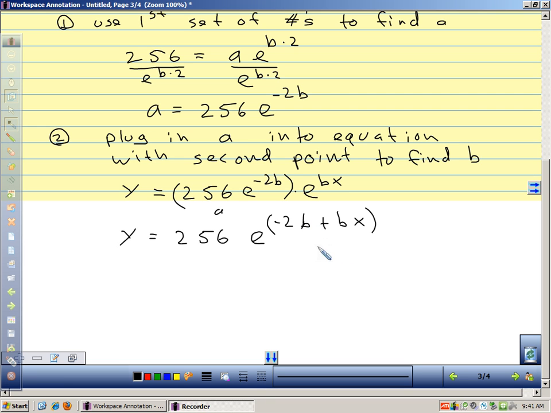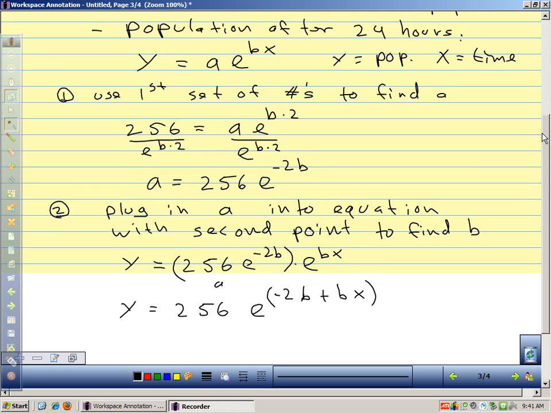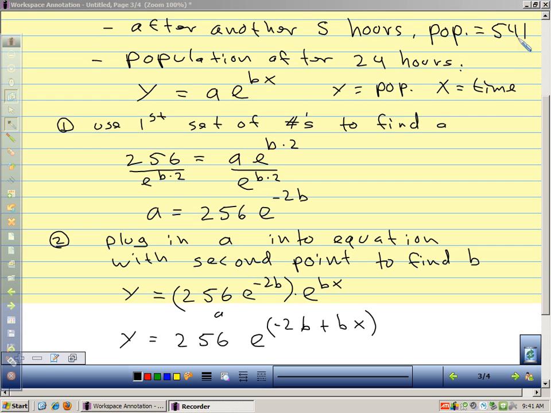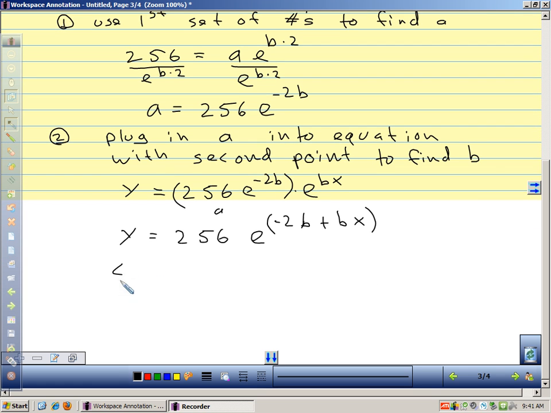Now we're going to plug in our numbers. This is my model, and I'm going to plug in my second point. So my second point is 541, and x is 5. So I get 541 equals 256 e to the minus 2b plus b times 5. Now we can add these two together.